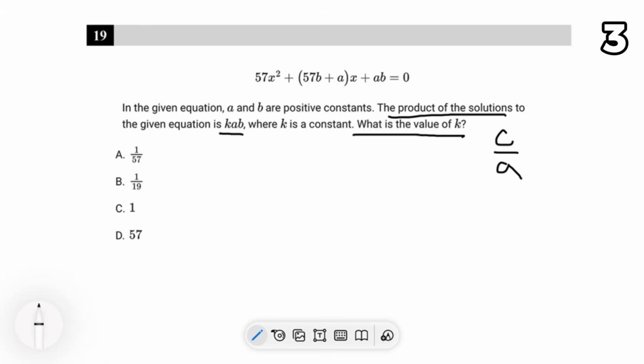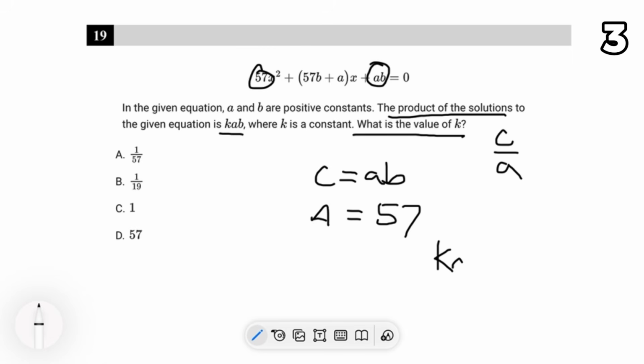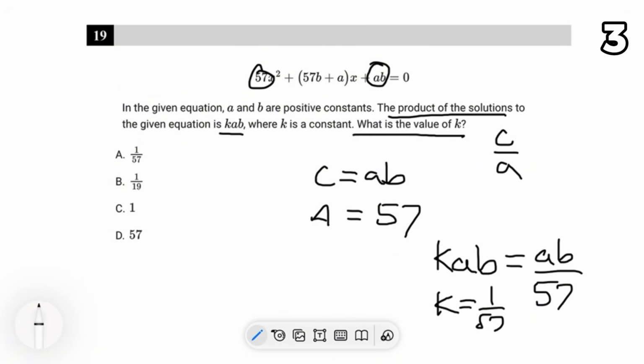Now we can plug in to the formula. So the c coefficient is ab, and the a coefficient is 57. So now we can set kab equal to ab over 57, and we get that k is equal to 1 over 57. Moving on to question 4.